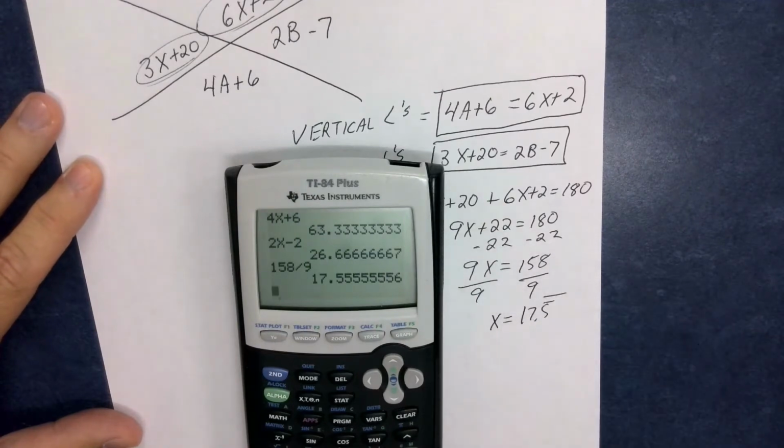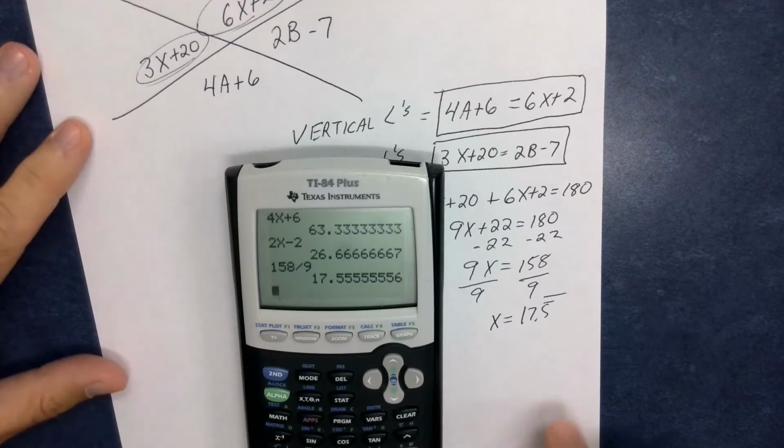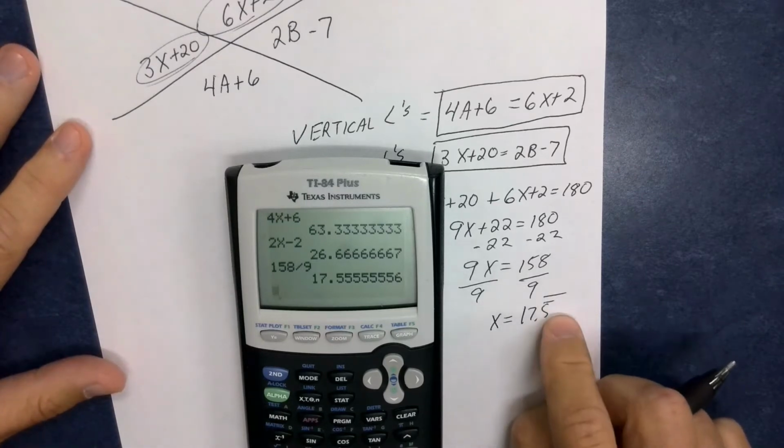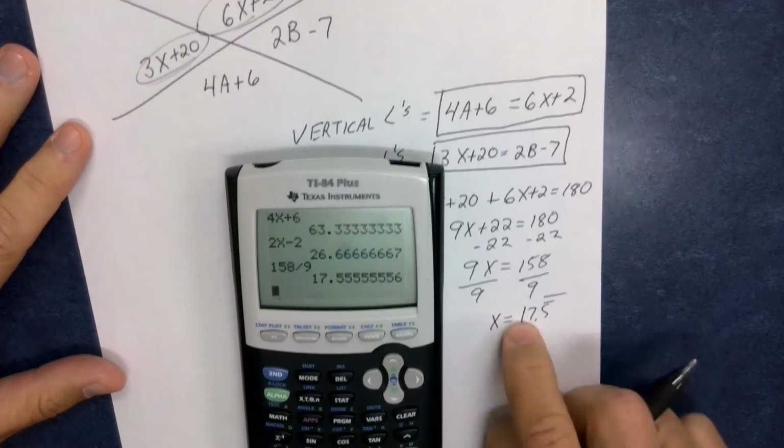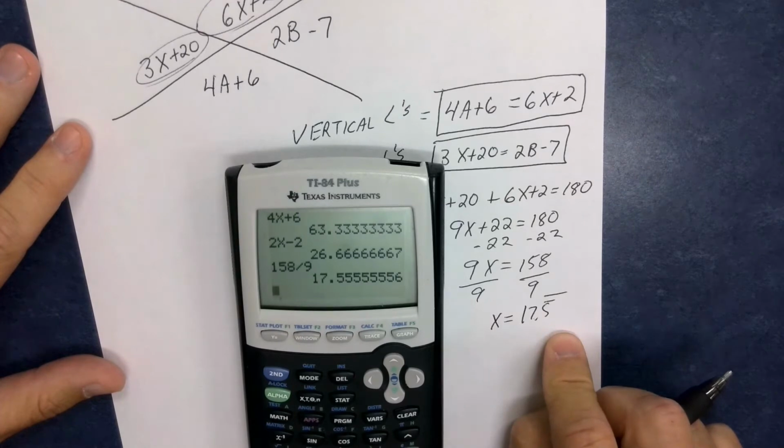17.5, repeating. Looks like I've just had, over the last few videos, several times where I had repeating things, which is probably good that all our numbers aren't perfect little nice numbers, because in real life they're not always perfect little nice numbers. So there we go, 17.5.